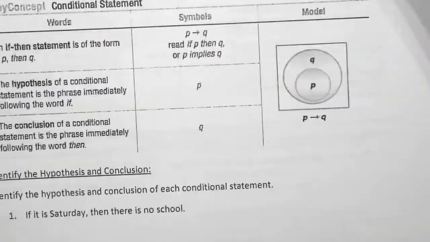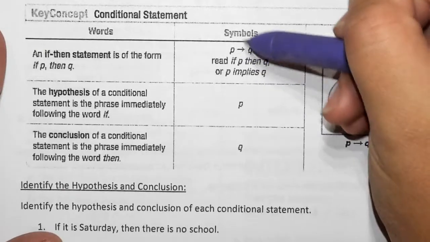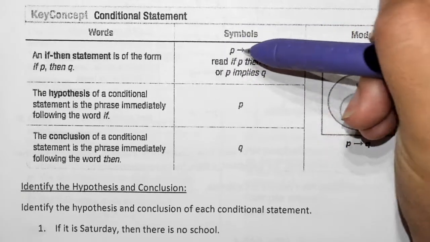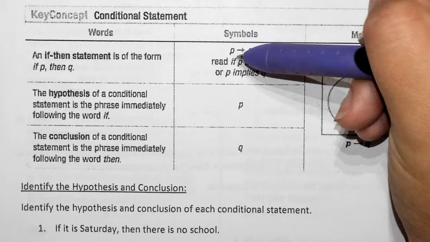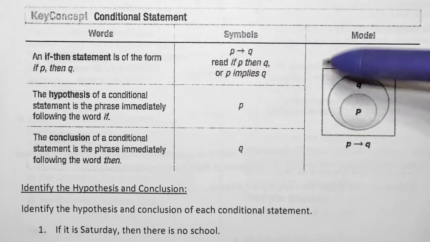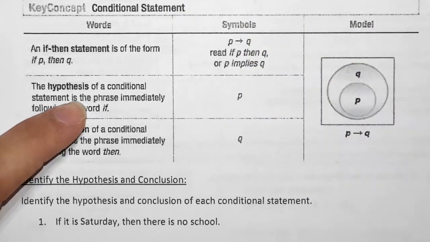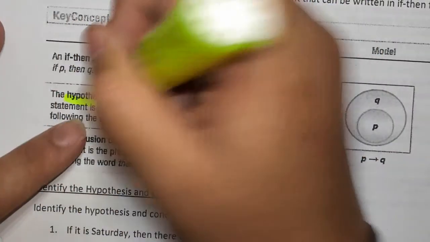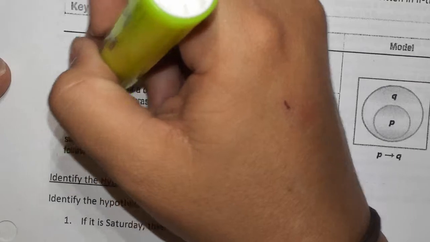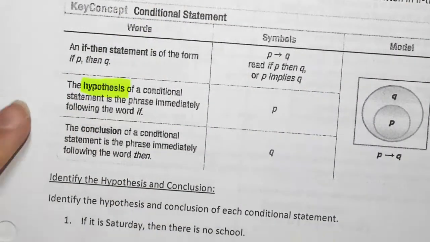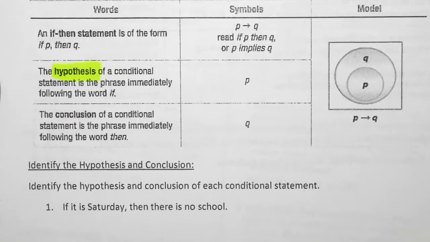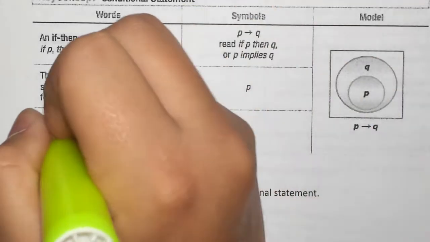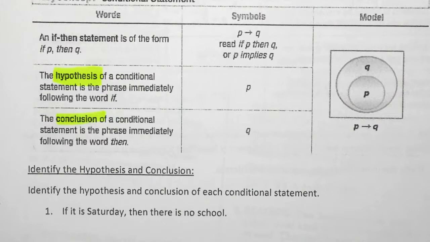We have symbols for if-then form. This arrow means that you read this as if P, then Q. If P happens, then Q will also happen. However, your P is called the hypothesis. Do you feel like you're in science class? Yes. Unfortunately. I love science. Hypothesis. If your hypothesis happens, then Q, your conclusion, will happen.